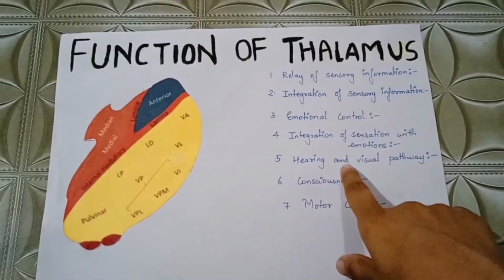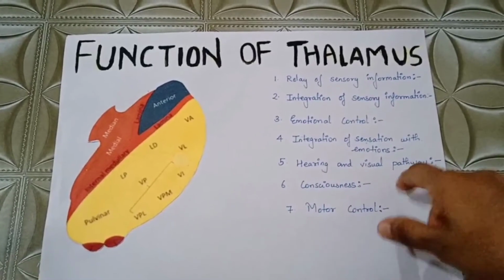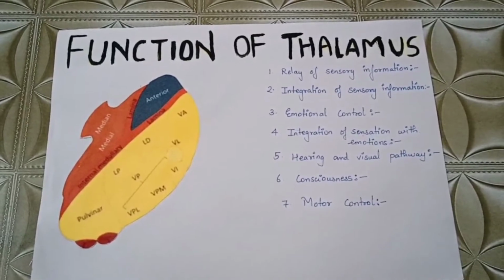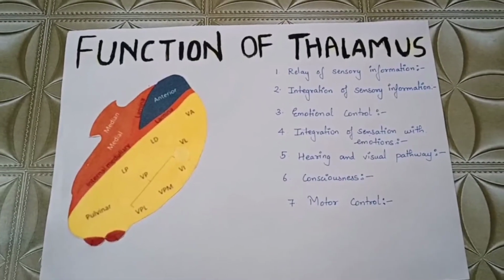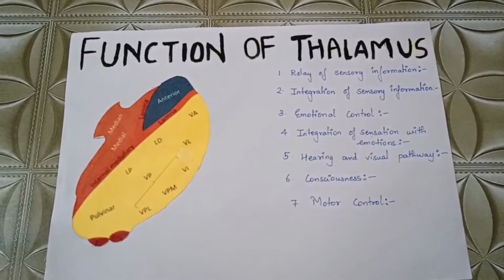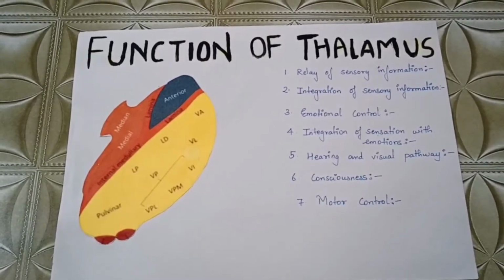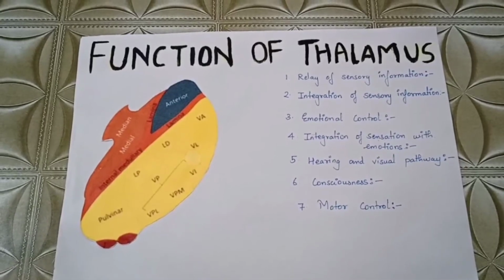Hearing and visual pathway. The medial and lateral geniculate bodies are part of auditory and visual pathways, respectively. Thus, it is essential for normal hearing and visual process of a person. Its disease will affect hearing as well as visions.